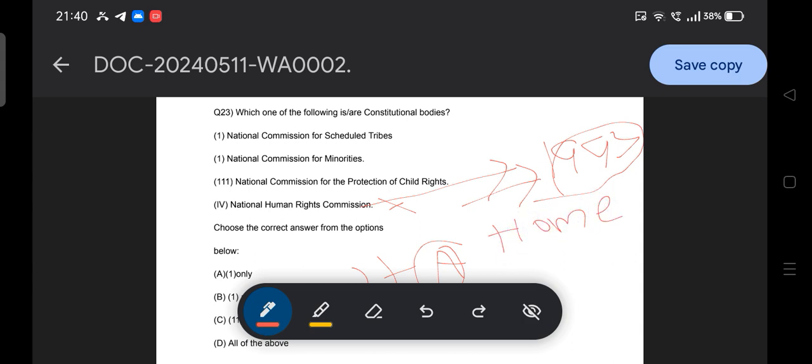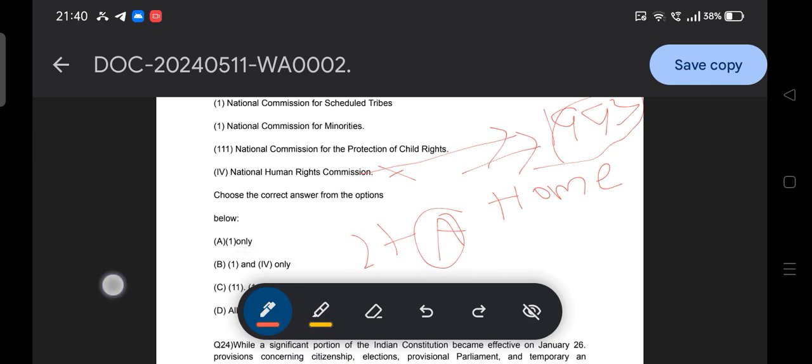So the Minister of Home Affairs is the parent ministry for the National Human Rights Commission. Then you also need to remember who was the last chairperson of the National Human Rights Commission: Arun Kumar Mishra, the former judge of the court. So this is all about your National Human Rights Commission.